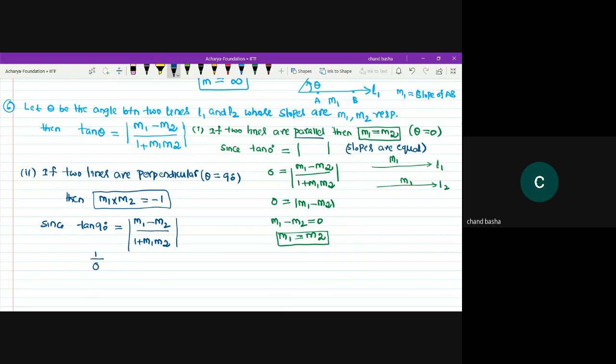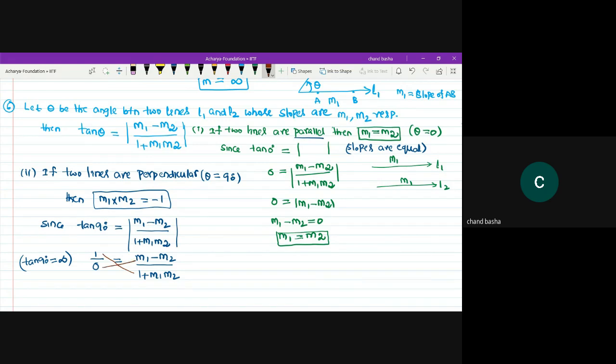Can I write anything by 0? Am I clear? Any doubt regarding this point? Yes, sir, I can write 1 by 0 or 2 by 0 or something divided by 0, because the tan 90 value is undefined. Tan 90 is what? It is undefined. Undefined means anything divided by 0. Just apply cross multiplication.